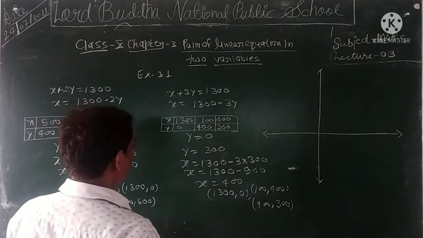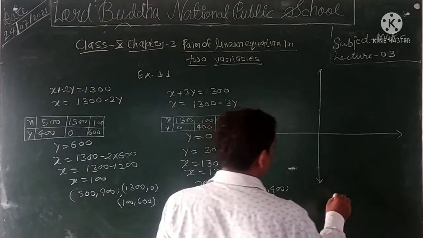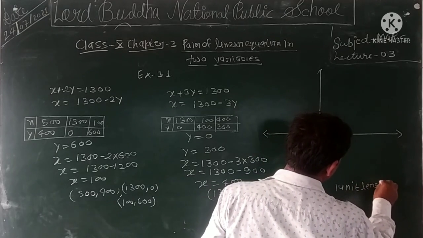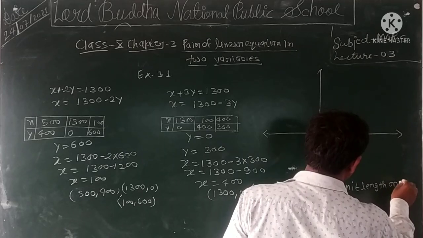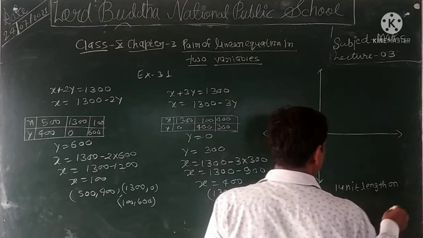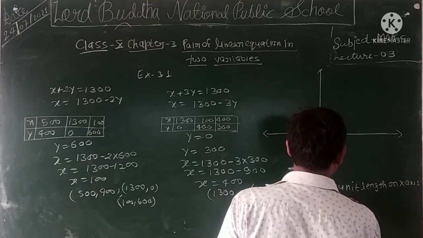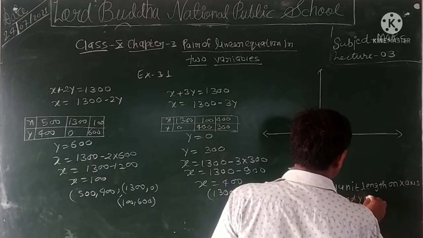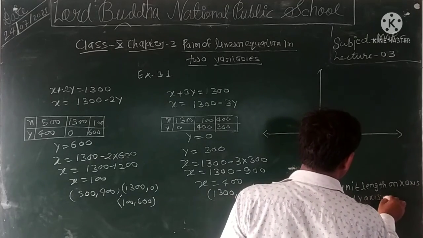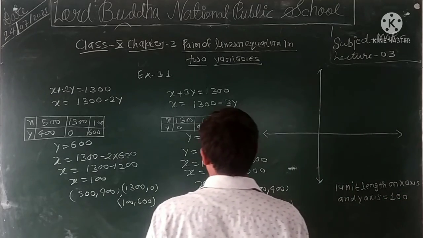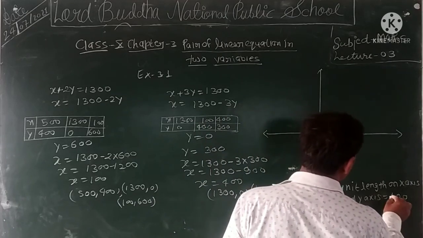Now we take a scale. 1 unit length on x-axis and y-axis equal to 100. Equal to 100 rupees.